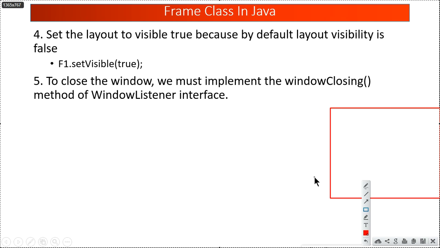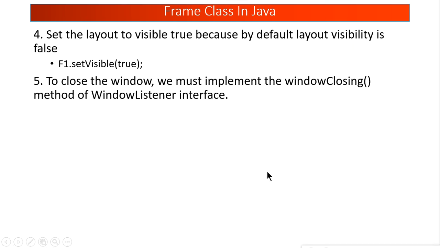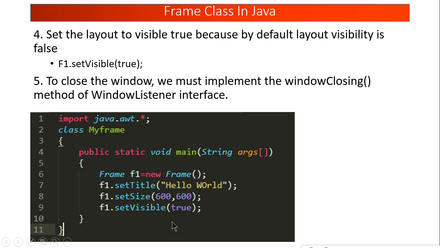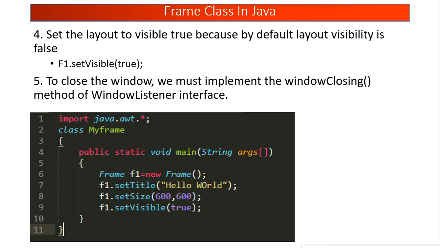And once your frame is shown to you, you need to close it. But to close this, you have to use the inbuilt window closing event method. This is not an easy method to implement. You have to understand the concept of event handling. We will do this in some other video. Okay. So this is how you can create this. All the steps I have explained here, I have created a program for this. These are the steps, and there you go.